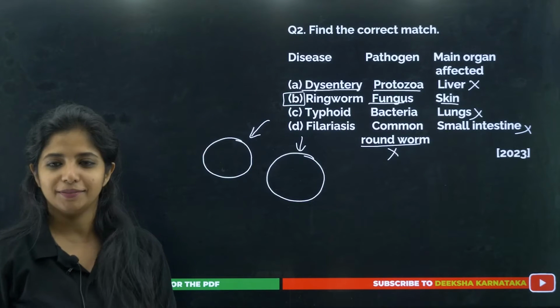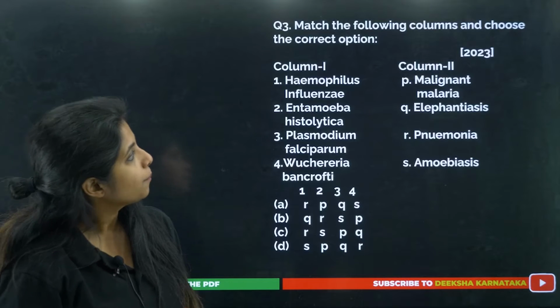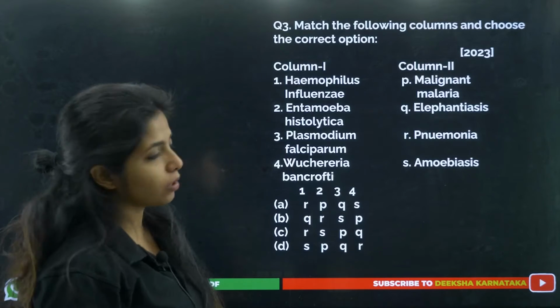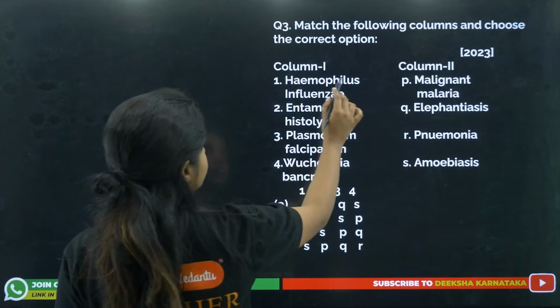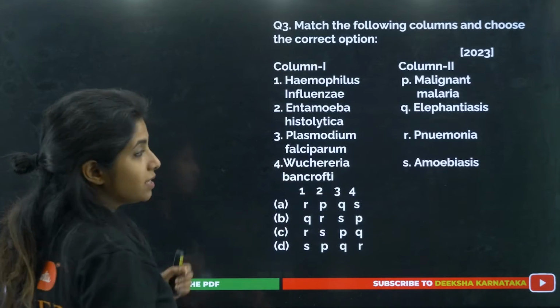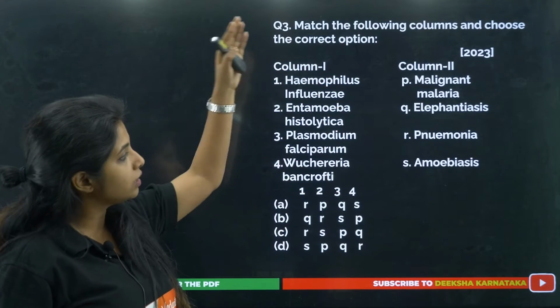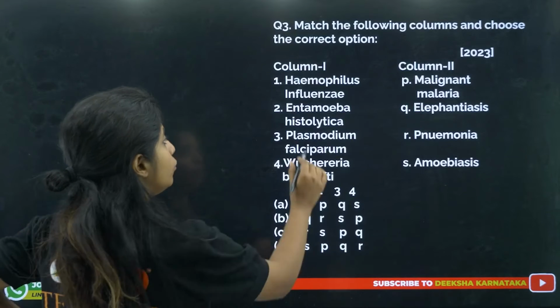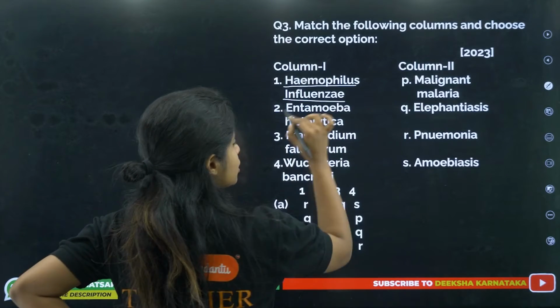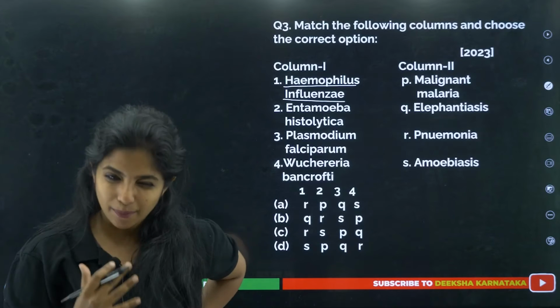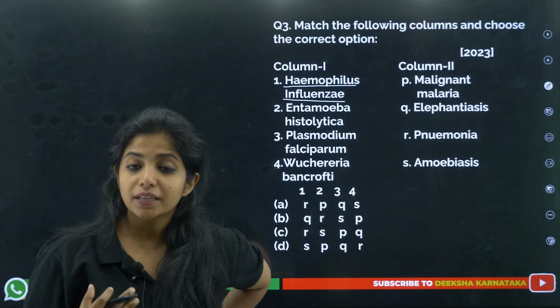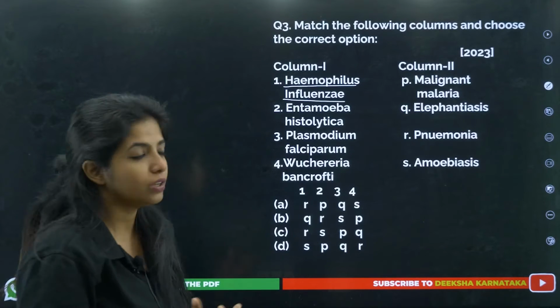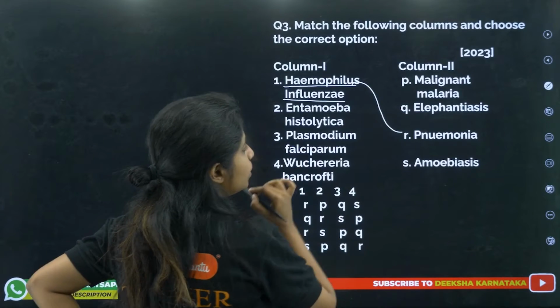2023 question. Okay, next question. Match the following columns and choose the correct option. Chalo. Haemophilus influenzae. So you have the disease causative organism's name and you have the diseases over there. Let's see. Haemophilus influenzae is a bacteria and it causes something that is known as pneumonia. What does it cause? It causes pneumonia.